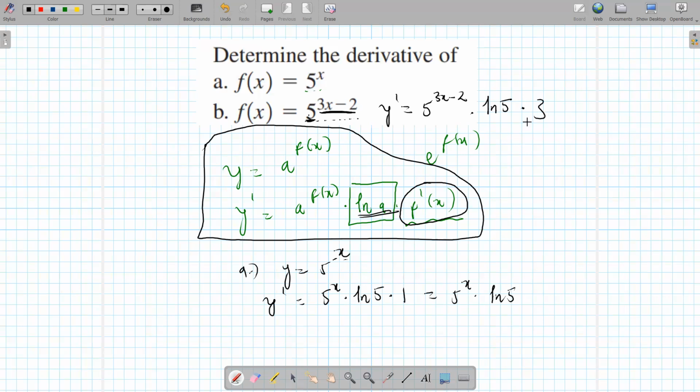That gives you the derivative of any exponential function. The difference between e and this is just this guy here. Everything else is exactly the same. Cool?